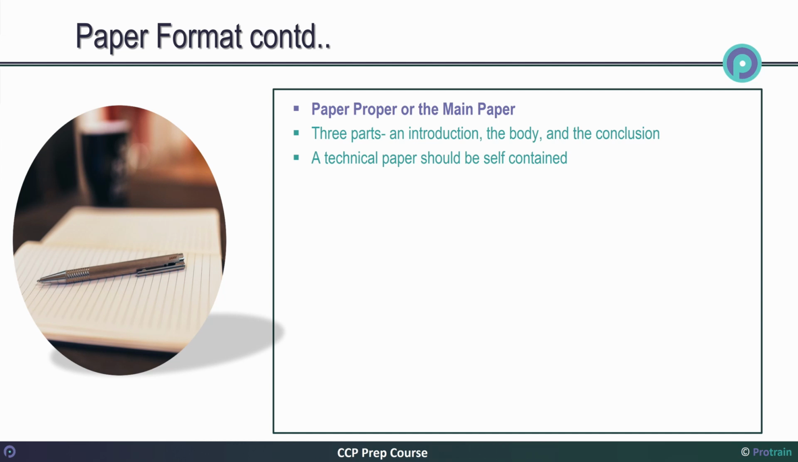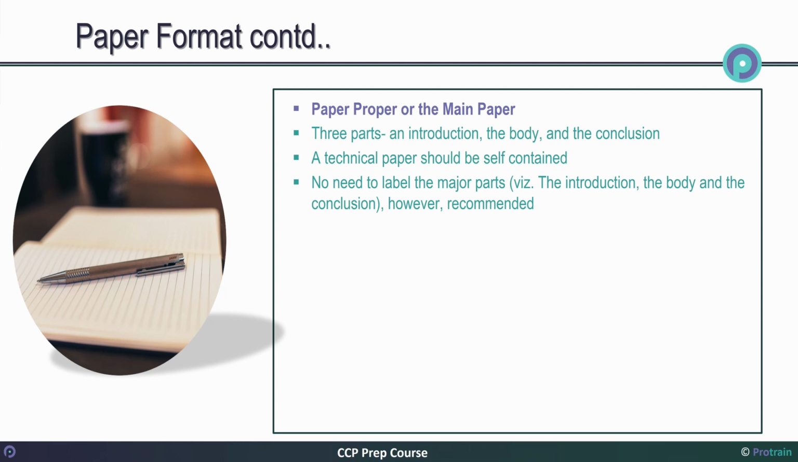However, it is not required that the major parts, which are the introduction, the body and the conclusion, be specifically labeled by these names. The author should label the major and minor divisions of the paper as most appropriate, to describe the contents of each element, and the flow of the paper. Let us understand the requirement of each part of the structure.